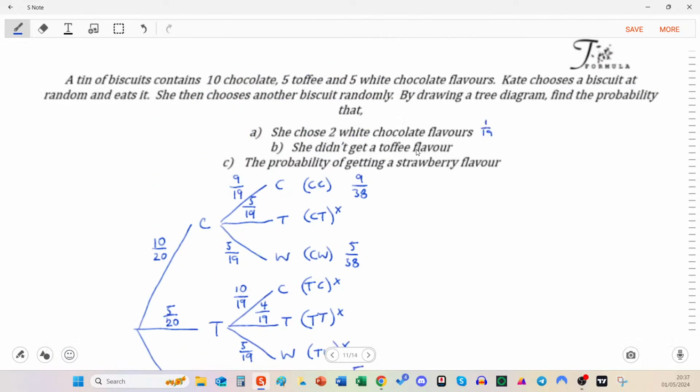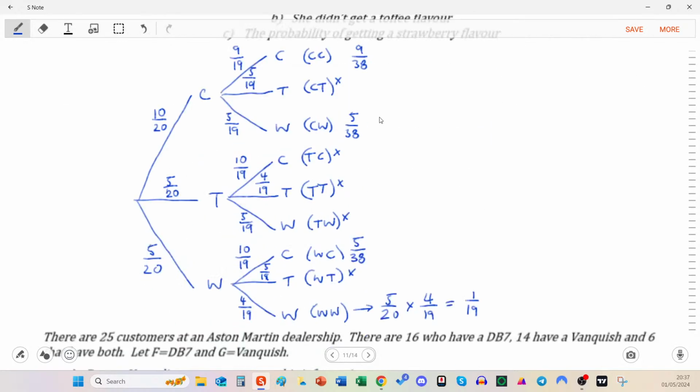And remember, she didn't get a toffee in this or this or this or this. So we need to add all those together. We've got 5 over 38 times 2, which is 10 over 38. So that can save a bit of input, plus 9 over 38, which you could just add as 19 over 38. But I'm putting it in anyway. Maybe I doubt myself. You can multiply this by 2 and it would be over 38.